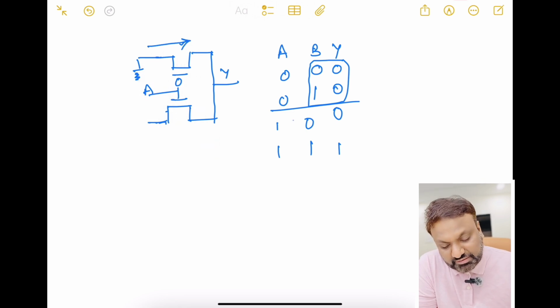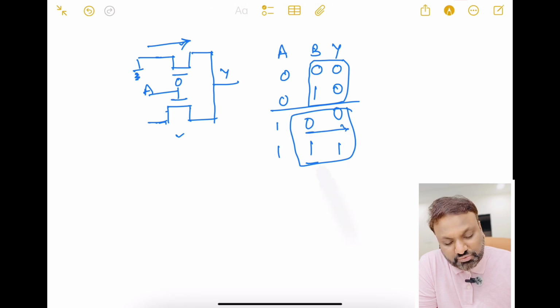Now when A is equal to 1, this particular transistor will be on, right? So you see here, when A is equal to 1, if B is equal to 0, Y is equal to 0. If B is equal to 1, Y is equal to 1. That means my output Y is nothing but B. So you can see this is how an AND gate is realized with pass transistors.